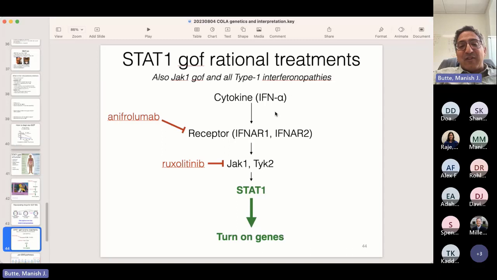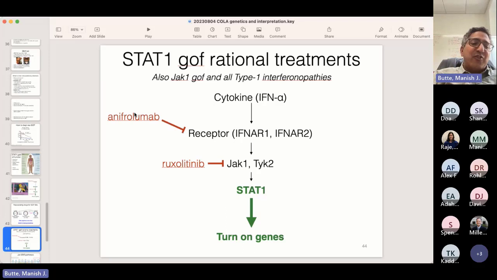So maybe you want to block the interferon alpha receptor using a monoclonal like anifrolumab. Maybe you want to block the phosphorylation of STAT1 by blocking the kinases, JAK1 and TYK2, using ruxolitinib, a kinase inhibitor. So these are the kinds of treatments you're going to reach for, not just immunoglobulin, but you want to try to block the gain of function.